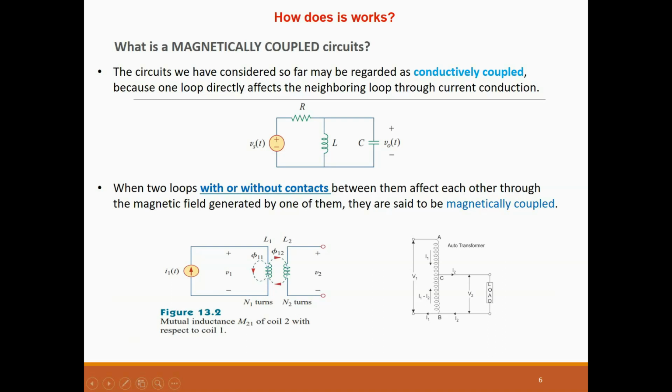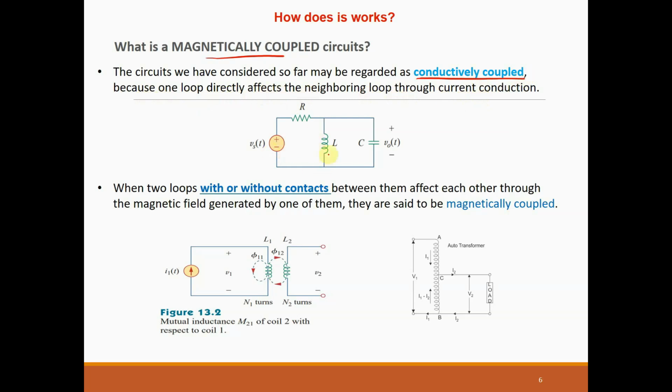Okay, so now let's go to another slide. Okay, so now you already have the idea of how a transformer works, right? So now let us try to understand what magnetically coupled circuits are. What is a magnetically coupled circuit? Let's start with a conductively coupled circuit. The circuit that we have considered so far may be regarded as conductively coupled because one loop directly affects the neighboring loop through the current induction.